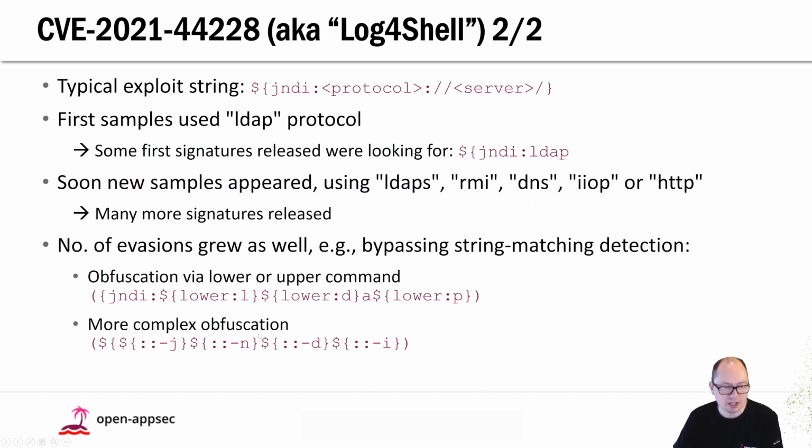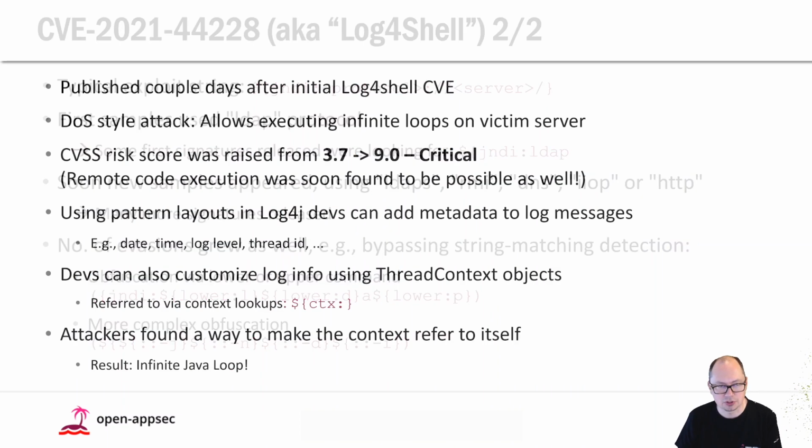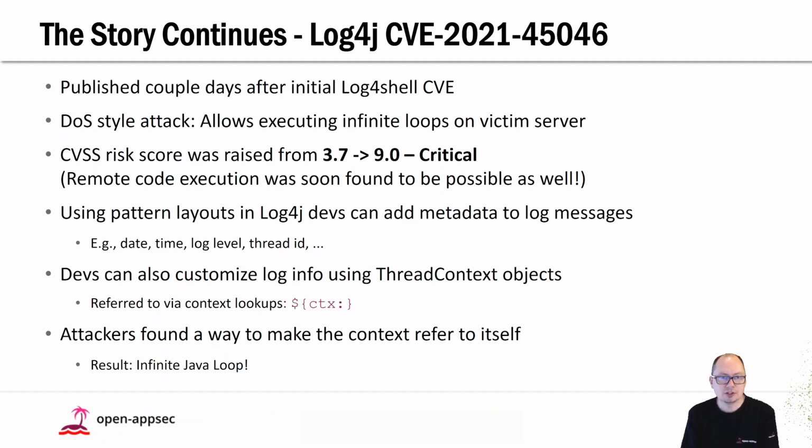And there are other obfuscations which look even more complex, where you introduce a lot of characters that actually don't do anything, or functions that resolve to the same thing that you actually enter into the function, to avoid simple signature-based approaches. But the story continues here. Right after the initial CVE, just a couple of days later, the next CVE was already published.